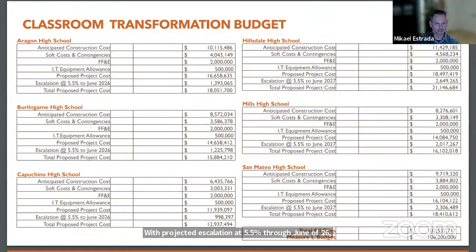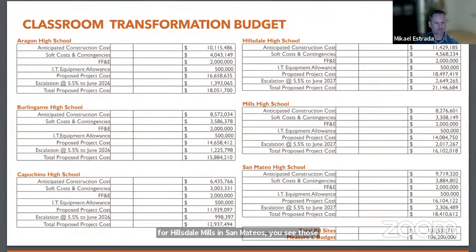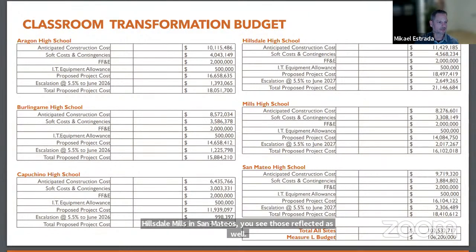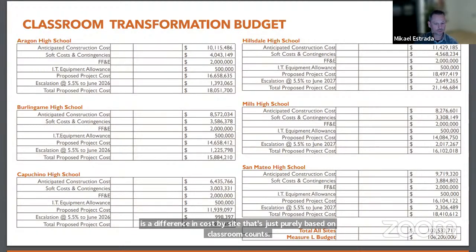We have obviously proposed escalation at 5.5% through June of 2027 for Hillsdale, Mills and San Mateo, so you see those reflected as well. There is a difference in cost by site that's purely based on classroom counts. The total for all sites is 102 million, as you see there on the bottom right. And then the Measure L budget total is 106,200,000. Next slide.